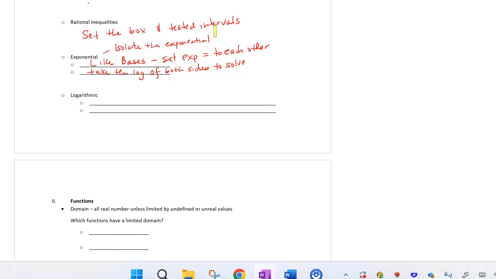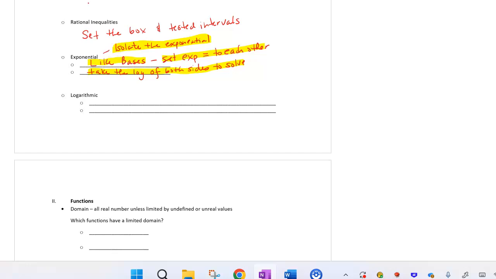With exponential, you may be faced with like bases on either side of the equals. In that case, you can set the exponents equal to each other. Or if you don't have like bases, then you end up taking the log of both sides to get that variable out of the exponent. In either case, the first thing you need to do is isolate the exponential.